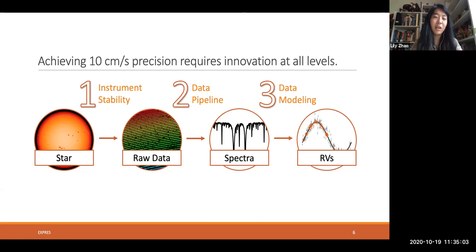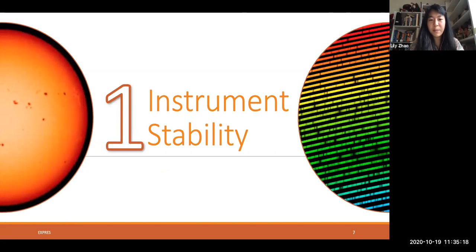And so in this talk, I'm going to go through each of these 3 steps, give a description of what EXPRES has done to address each of these 3 topics, and then give a benchmark of how EXPRES is currently doing. And so I'll start with instrument stability.